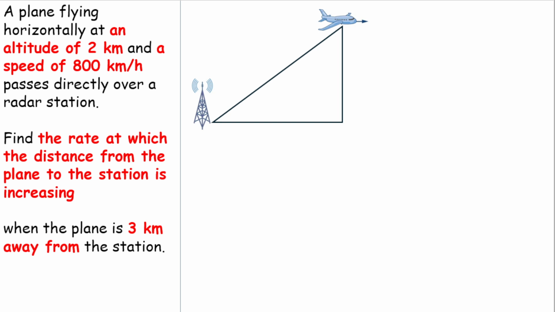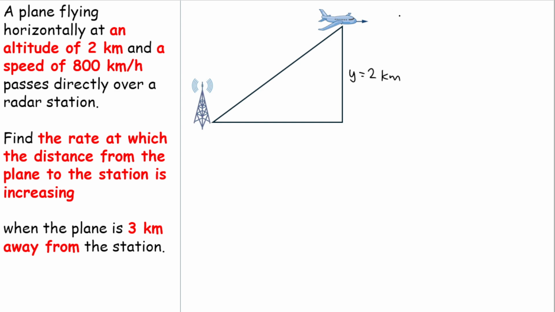Hello, in this video, I will explain how to solve this problem. A plane is flying horizontally at an altitude of 2 km and a speed of 800 km/h, and passes directly over a station. So this is the station here, and we know that altitude is a fancy term for height, so we will have y equal to 2 km.